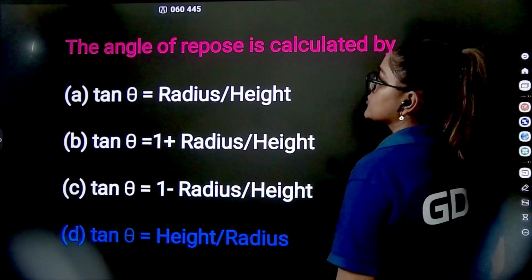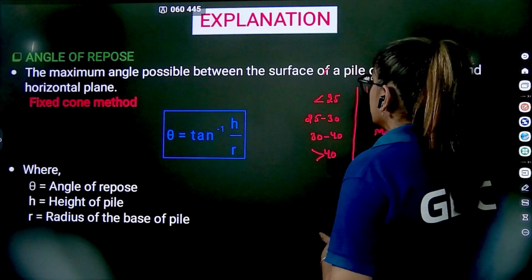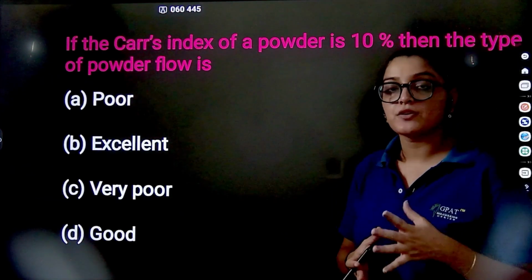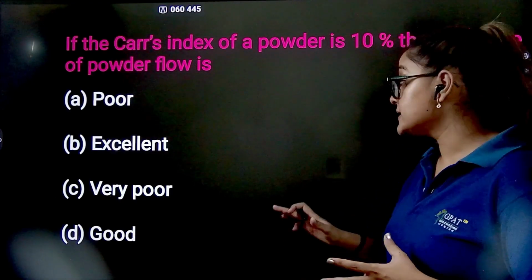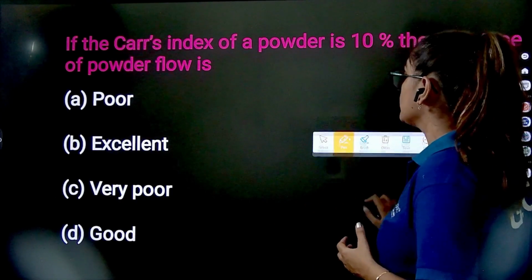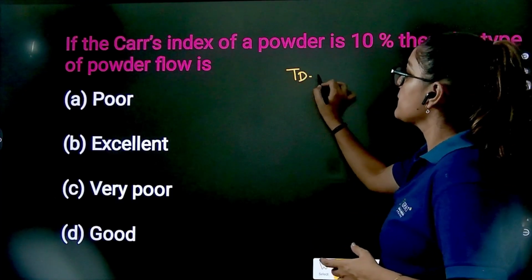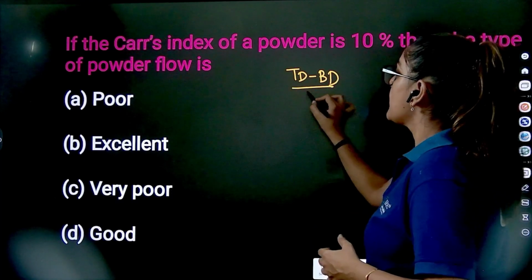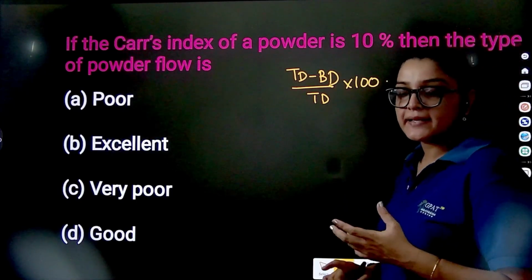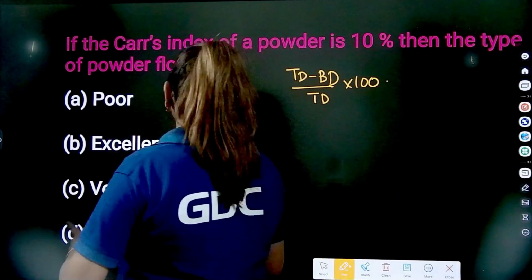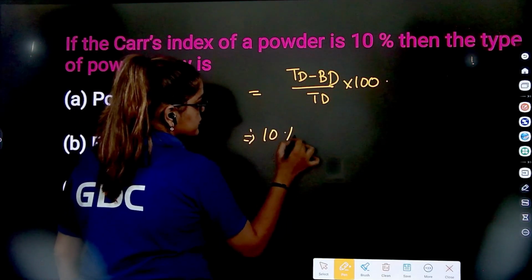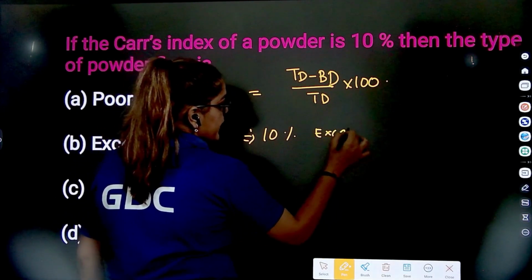Next question. If the Carr's index value is 10%, then what is the type of the flow? Carr's index value, if you remember, how did you calculate the Carr's index? It was tap density minus bulk density upon tap density into 100, right? Next, if you are given the values, you get 10%. That means if the value is around 10%, you get the excellent flow.